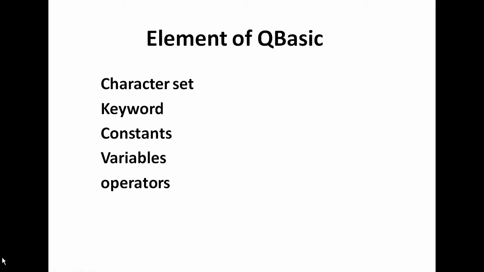So they are basically divided into these different elements. We have 5 different elements here. We will discuss them one by one, and these elements are to be used in our QBasic programs. The first is the character set, the second one is keyword, third constants, variables, operators. These are the small things that are to be used in our QBasic program. So let's discuss each one of them, with some examples.